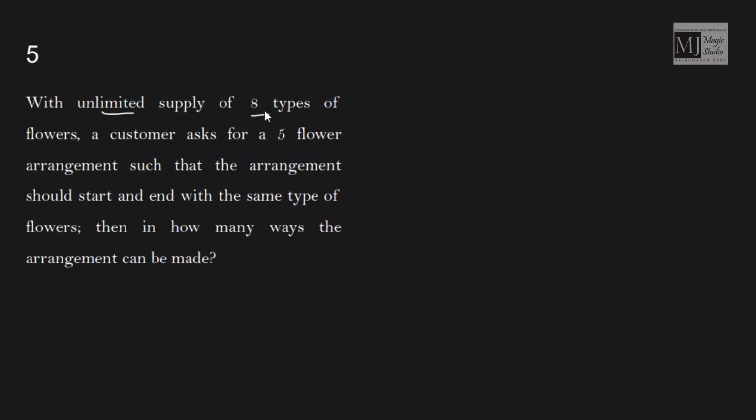With an unlimited supply of 8 types of flowers, a customer asks for a 5-flower arrangement such that the arrangement should start and end with the same type of flower. Then in how many ways can the arrangement be made? We have 8 types of flowers, that means 8 different types of flowers are there. We can put any one flower on the first place. In how many ways? 8 ways.